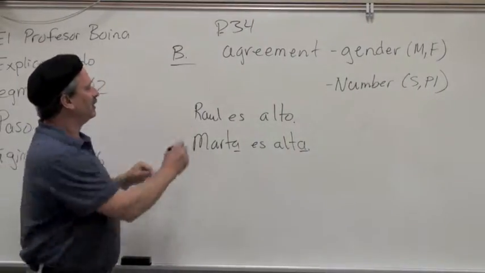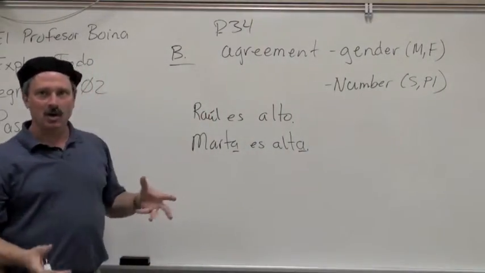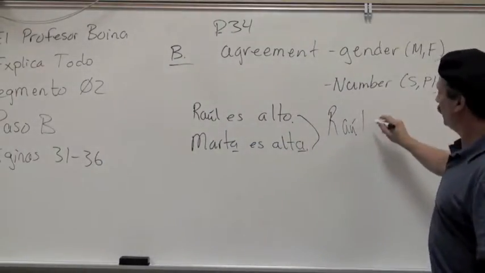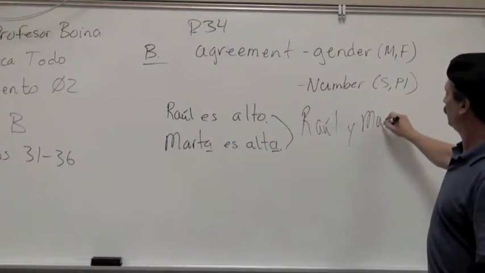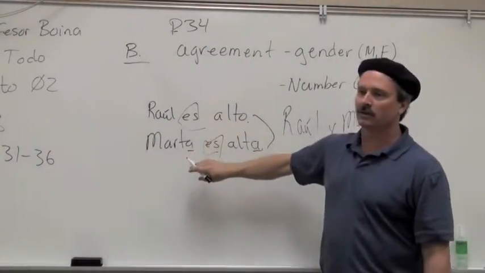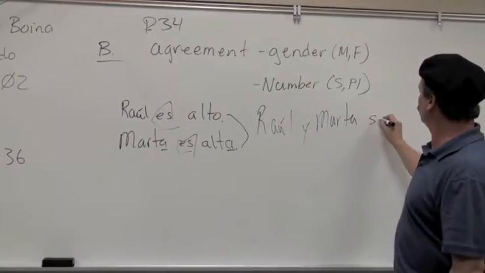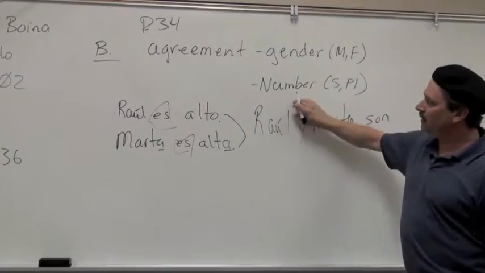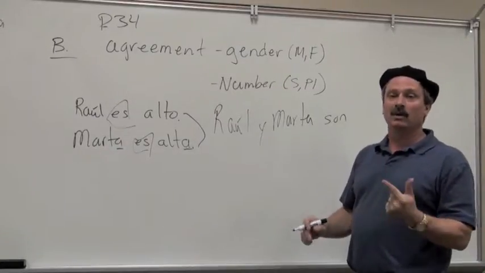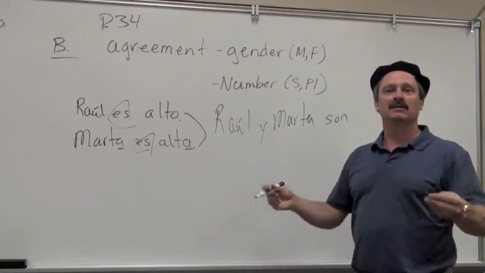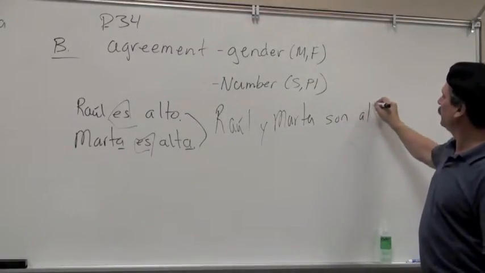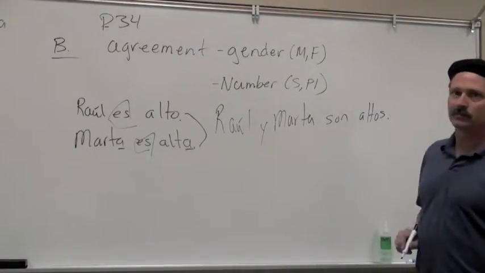What if I want to say then that Raúl and Marta are tall? Then to make it plural, I'm going to have Raúl y Marta. Now the plural of es, we learned earlier, is son. Now I've got a male and a female together. Again, one male plus one male plus 5 million females, it's still masculine. Raúl y Marta son altos.